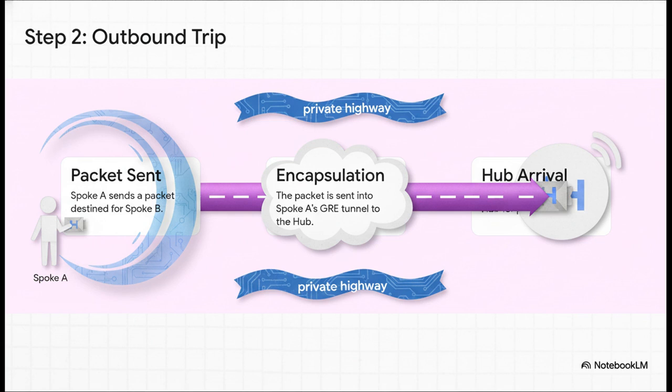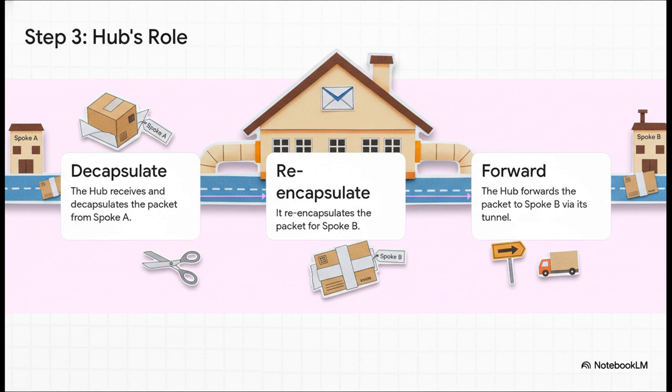Okay, time to actually send some data. A user over at Spoke A wants to reach a server at Spoke B, so their computer creates a packet. Spoke A's router sees this packet and basically says, well, I only know one way out of here, and that's its tunnel to the hub. So it wraps the packet up, that's a process we call encapsulation, and sends it down its private highway, heading straight for the hub.